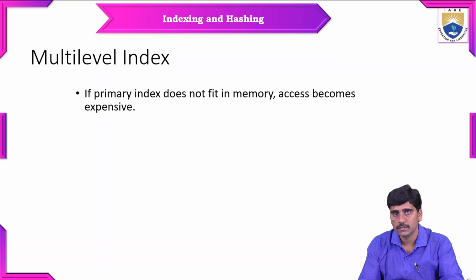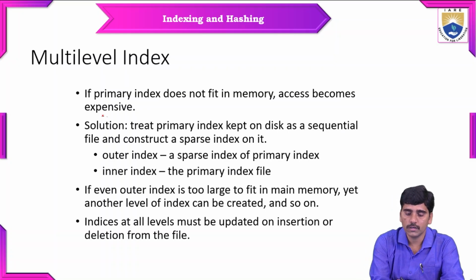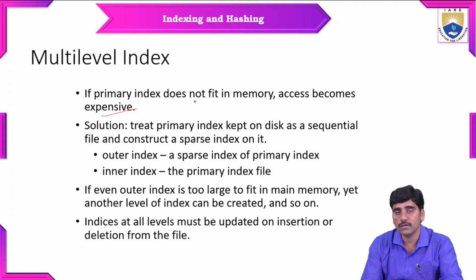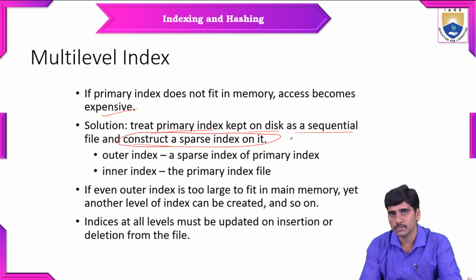Multi-level index. If the primary index does not fit into main memory, then access becomes expensive. The solution is to create a multi-level index. Treat the primary index kept on disk as a sequential file and construct a sparse index on it.